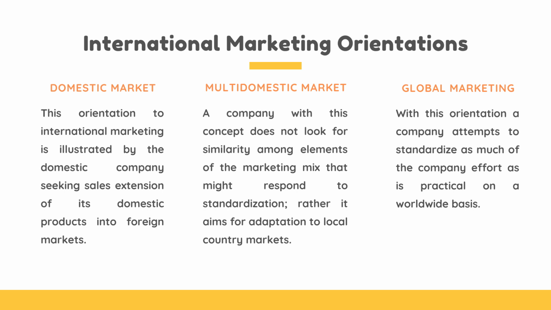So now let's jump to the first one, the domestic market extension orientation. So maybe you're wondering, what is it? This orientation to international marketing is illustrated by the domestic company seeking sales extension of its domestic products into foreign markets. So they have a product that they are selling maybe here in Mexico, and they want it to go into foreign markets, okay? Domestic business is its priority, and foreign sales are seen as a profitable extension of domestic operations. So in the example that I gave you, people are going to focus on selling here in Mexico, but if it is possible and if it's a good idea, maybe if they can get more money, they're going to take the products to a foreign market. I don't know, Canada, United States, or whatever.